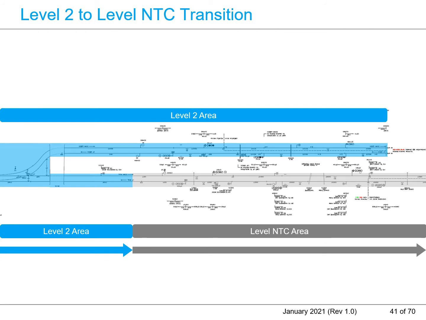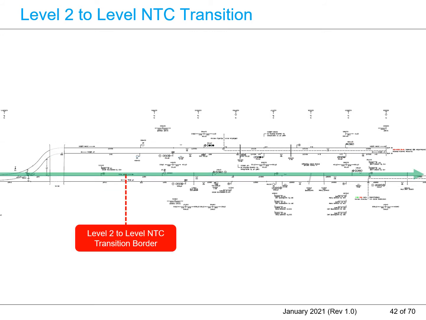For the movement from left to right of the layout in this diagram, the train in ETCS Level 2 will either continue in Level 2 area on the top line, or exit the Level 2 area on the bottom line. The Level 2 to Level NTC transition will be required, for the train path indicated with the green arrow, that is down direction, from left to right of this diagram.